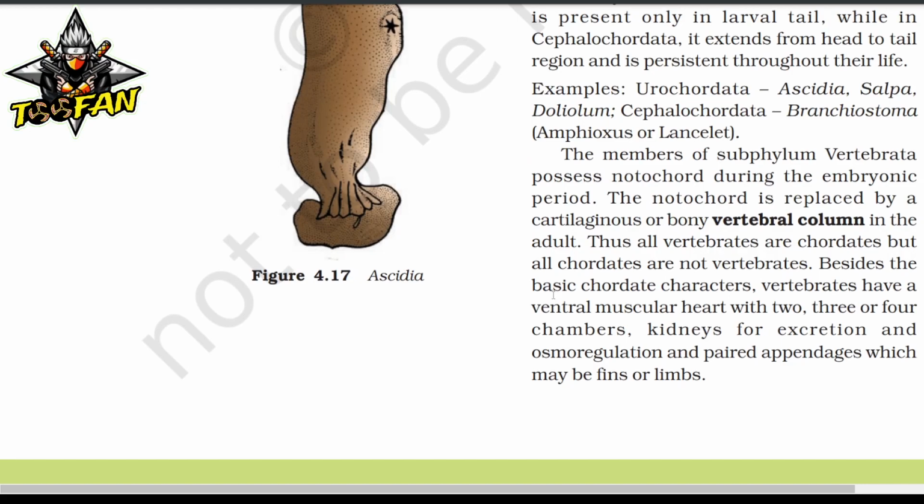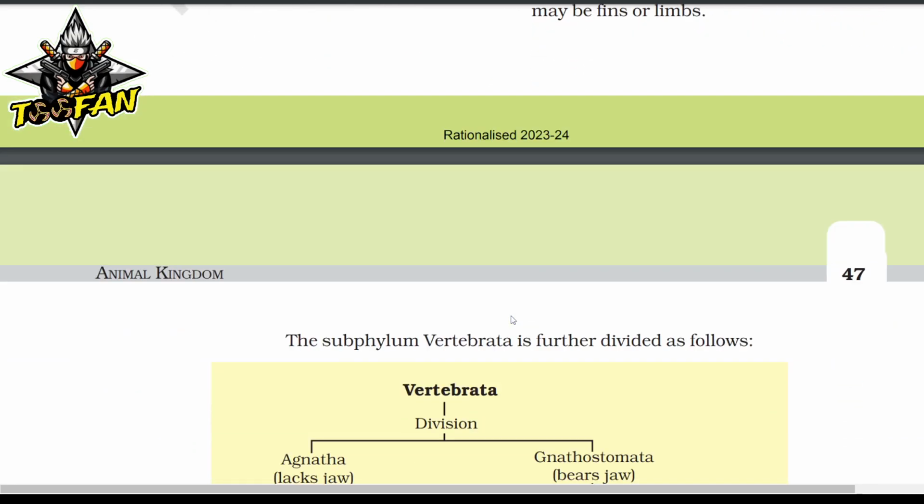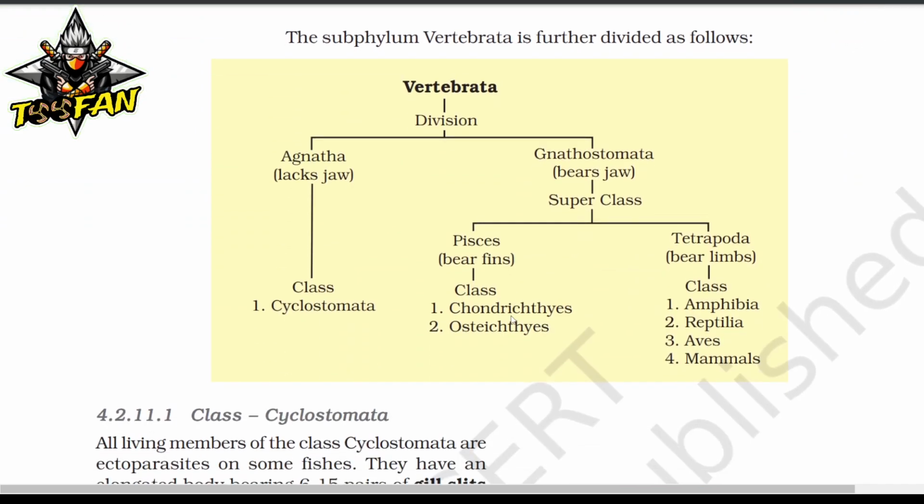Cephalochordata, example: Branchiostoma. The members of subphylum Vertebrata possess notochord during the embryonic period. The notochord is replaced by cartilaginous or bony vertebral column in the adult. Thus, all vertebrates are chordates, but all chordates are not vertebrates. Besides the basic chordate characters, vertebrates have a ventral muscular heart with 2, 3, or 4 chambers, kidney for excretion and osmoregulation, and paired appendages which may be fins or limbs. The subphyla which we can see here.